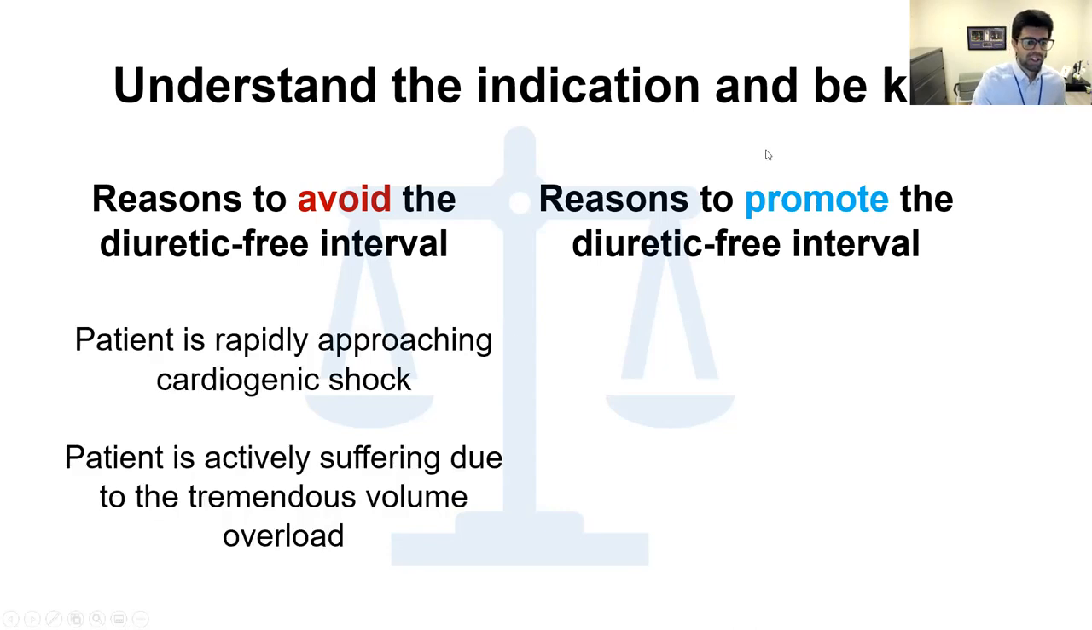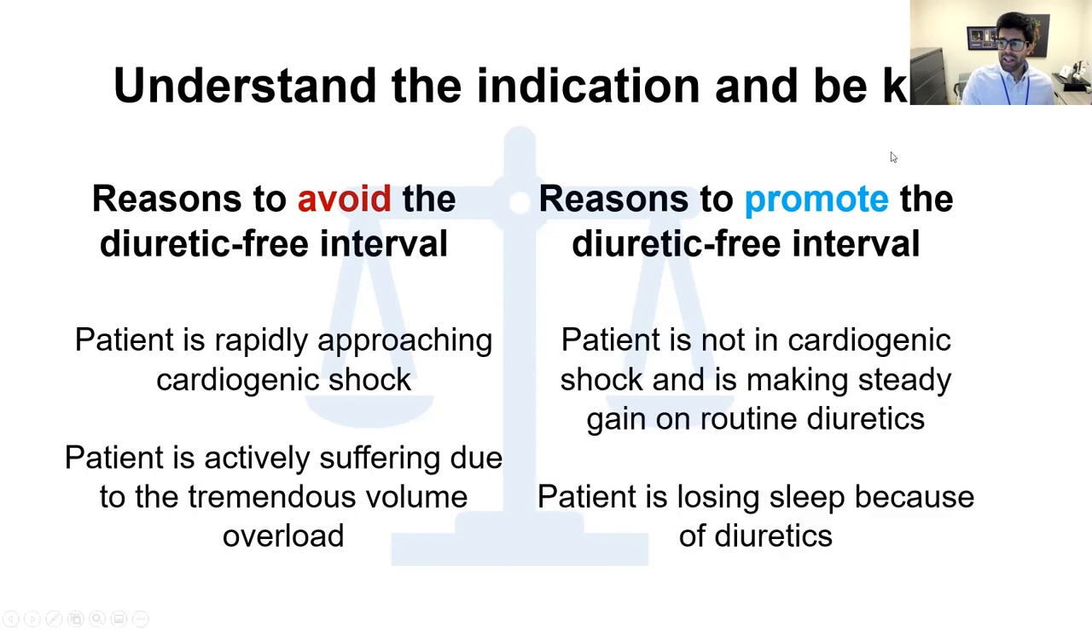And so if the patient is rapidly approaching cardiogenic shock, be aggressive. So you're going to have to pick their comfort second over their safety. So if they have to pee all night, that's what happens. And then if they're actively suffering because of tremendous volume overload, be aggressive with your diuresis. If they're not in cardiogenic shock and they're making steady gain on routine diuretics, don't torture them. Let them have a diuretic-free interval. And I think that's nice because that's probably what they're going to go home on, so it simulates the outpatient setting. And then if your patient is losing sleep because of diuretics, that's another reason to say it's okay to have a diuretic-free interval.